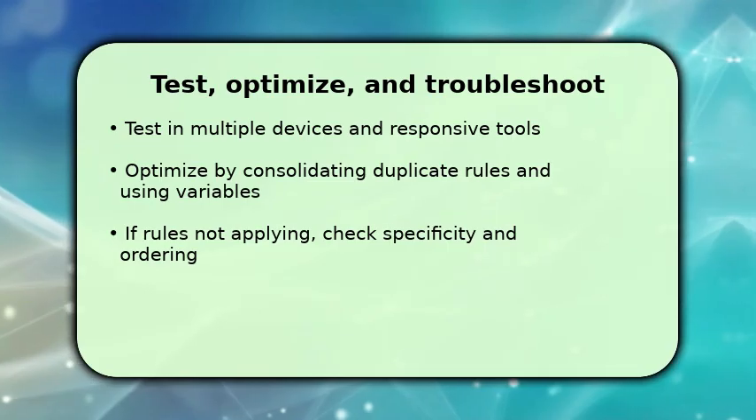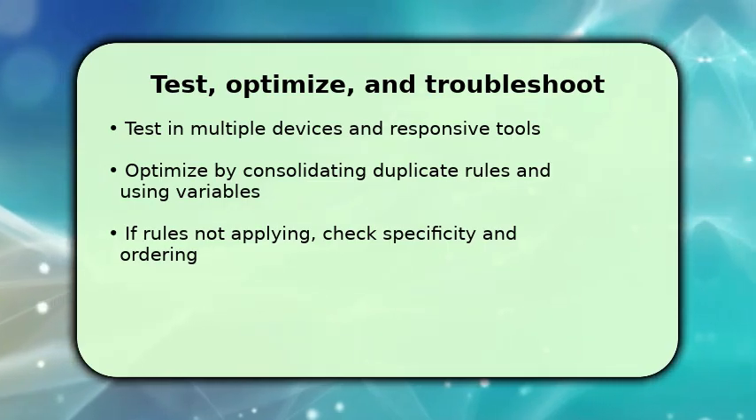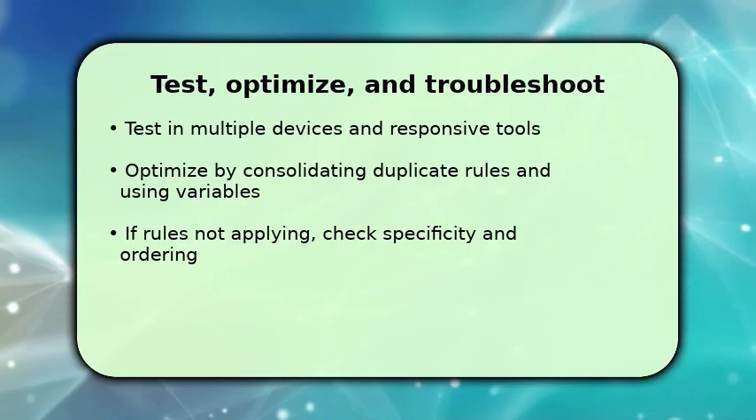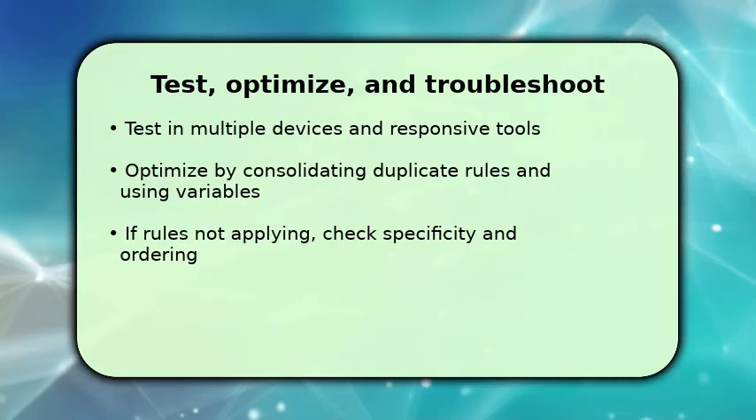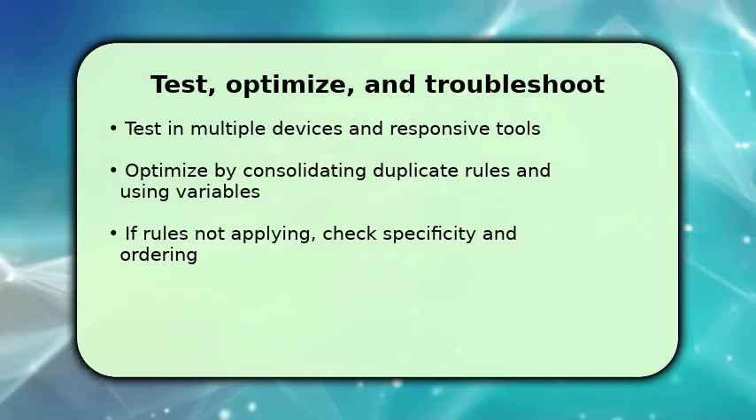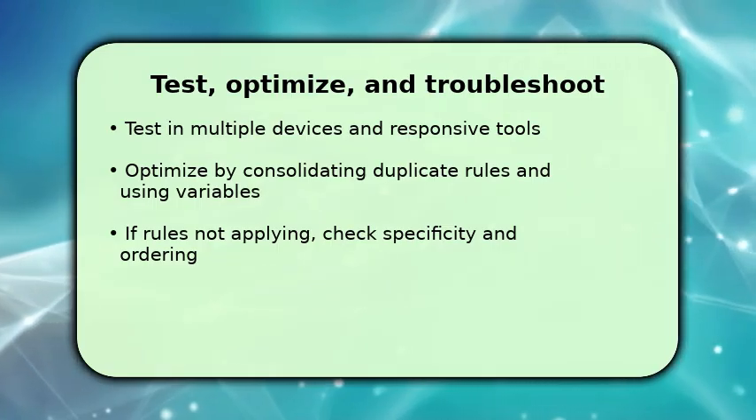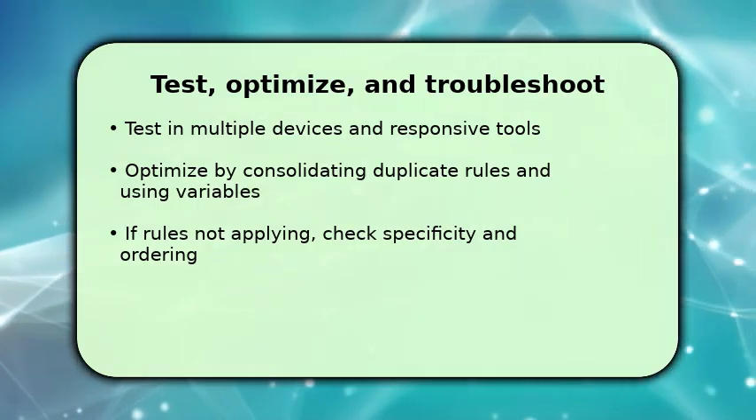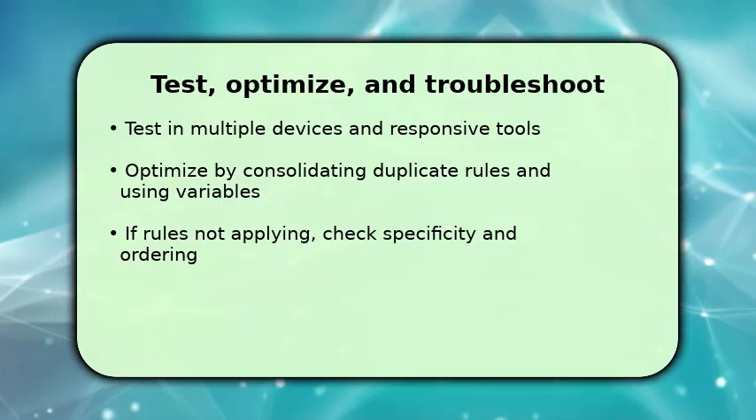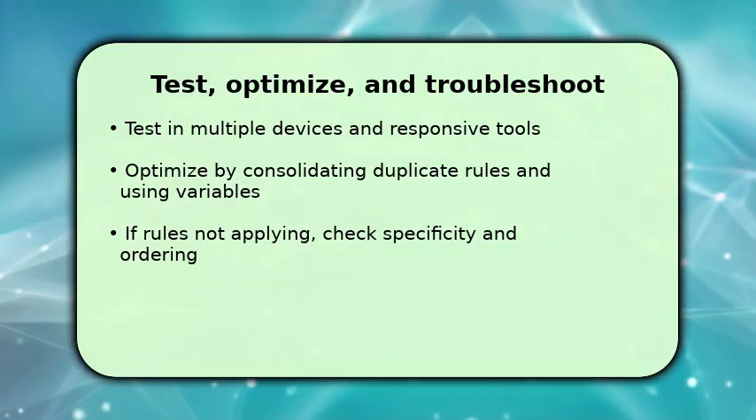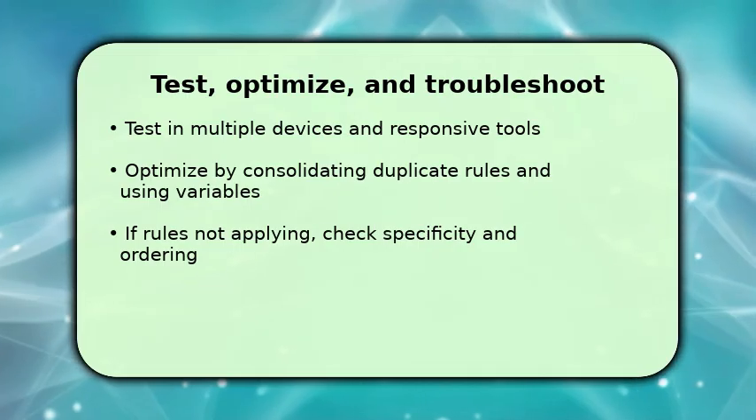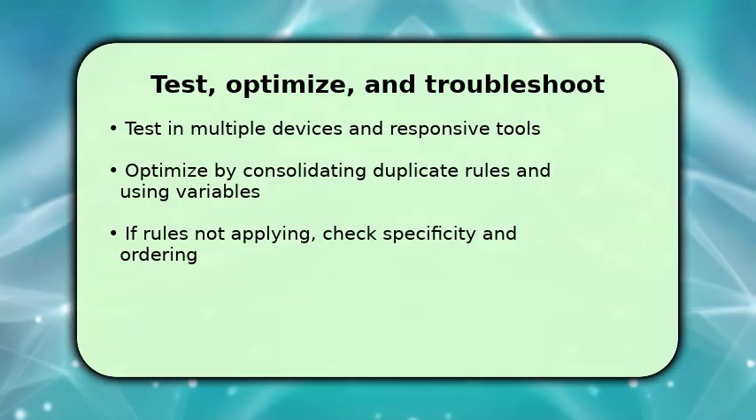Once you confirm behavior, optimize by consolidating duplicate declarations and using CSS variables for consistent values. Make sure media queries are ordered from small to large if mobile first, and avoid overly specific selectors that block overrides. If something fails, check specificity, cascade order, and whether you used screen versus all. That single keyword often resolves why styles didn't apply.